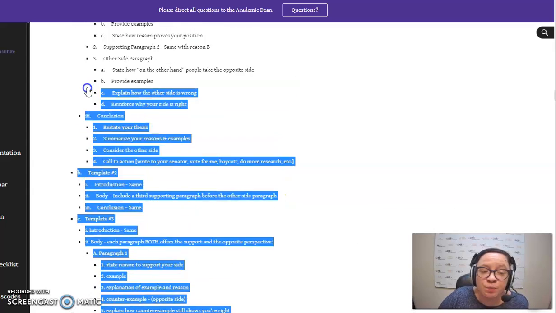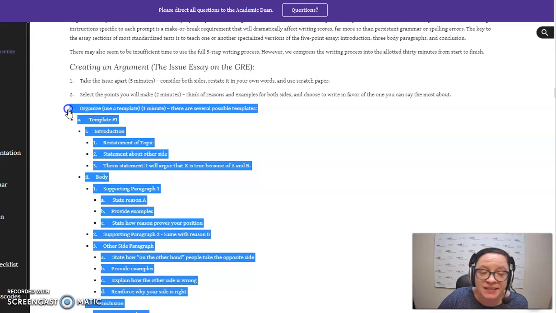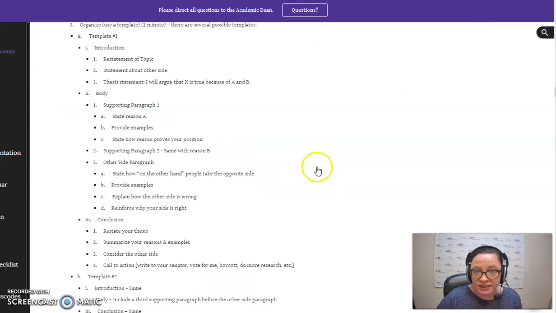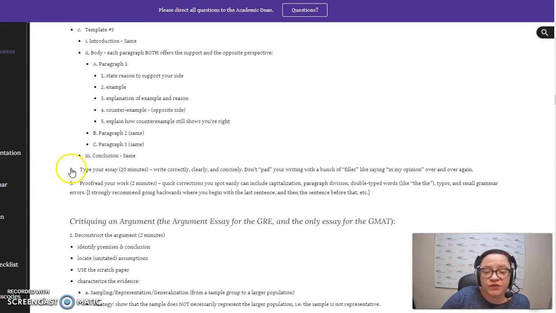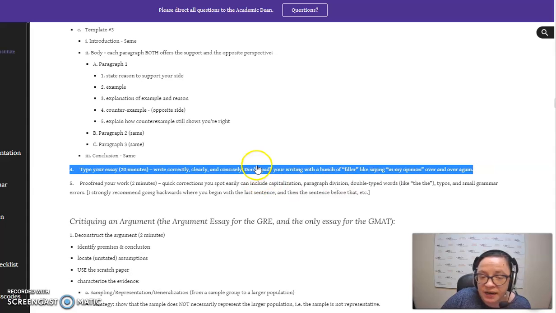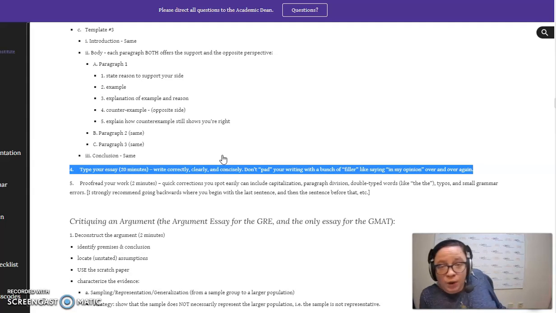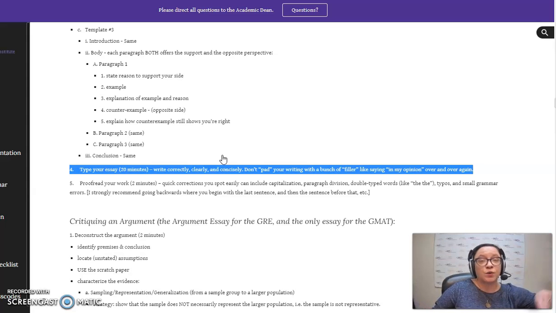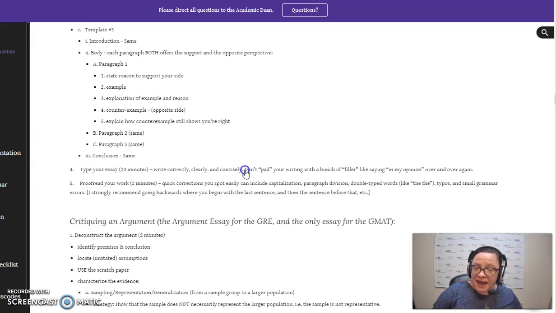Now, again, if the preferred template is memorized, selecting this template should only take about a minute. Then the student, fourth step, can spend 20 minutes typing out the essay. Don't worry about getting it perfectly correct. Tell the students that spelling and grammar errors are less important during the writing process. What they should do is to just focus on being as clear as possible, to communicate as much meaning as possible, and not to pad their writing with unnecessary filler. Some students are more wordy than others.